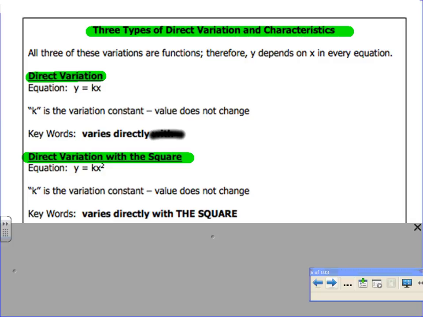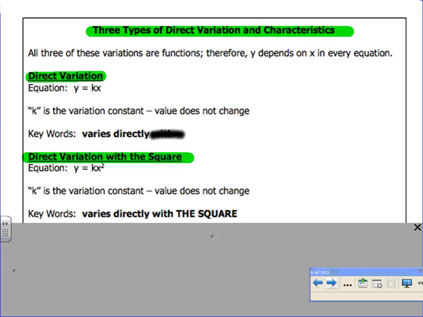Goes through the origin. Good job. All direct variation, if you haven't figured it out yet, goes through the origin. So the first one we have was linear. The second one is quadratic, but the Algebra 2 book calls it, and your book, direct variation with the square. Same thing here. K is the variation constant. Its value is not going to change. Keywords, varies directly with the square.